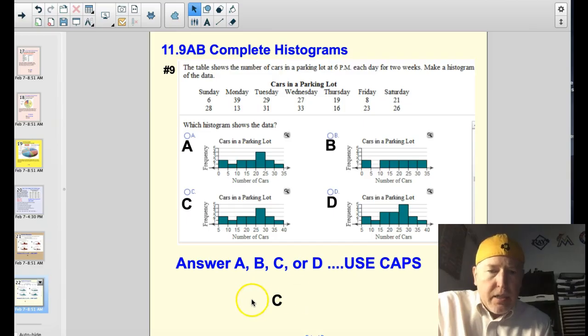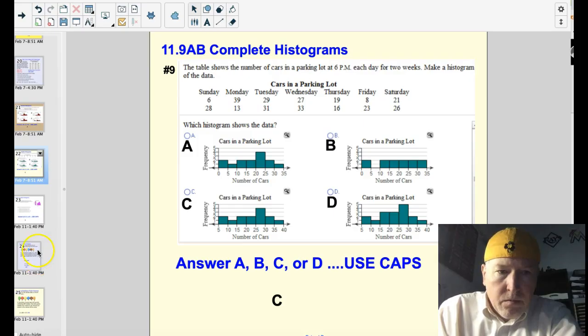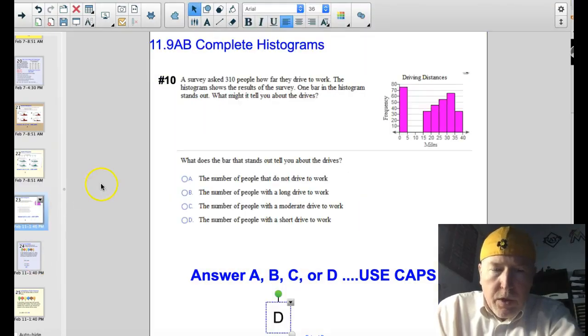Okie dokie. A survey asked 310 people how far they drive to work. Here's the histogram and the results. Which of the bars stands out? Tell what it might tell you about the drives. Well, this one stands out.